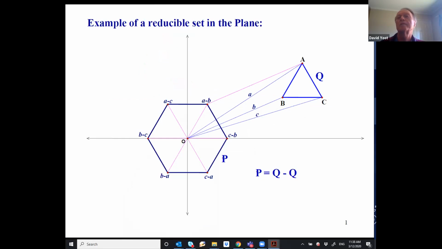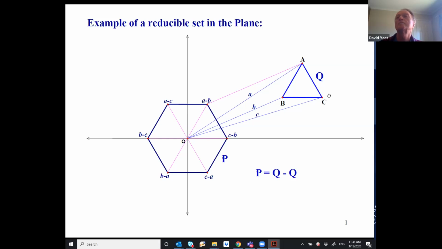Now, I could talk about more general norm spaces, but let me just introduce the notion of reducibility. We call a convex set, which has to be symmetric, reducible if we can write it as the difference set of two other sets. So in this case, what this diagram shows is that the regular hexagon is the difference set of the triangle.